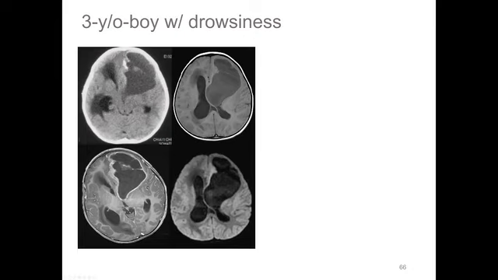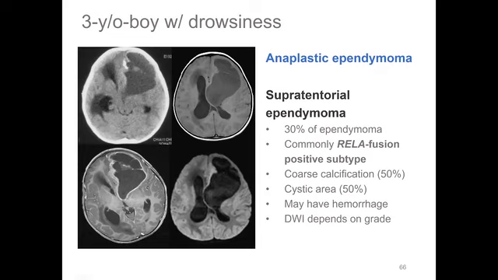And besides, you can see the tumor should be in the ependymal or periventricular region and protruding into the ventricles rather than in the ventricle protruding outside. So this is anaplastic ependymoma. And remember, again, supratentorial ependymoma accounts for 30% of ependymomas. And one thing you need to know is the supratentorial ependymoma usually carries the RELA fusion positive subtype, which is also a new classification.